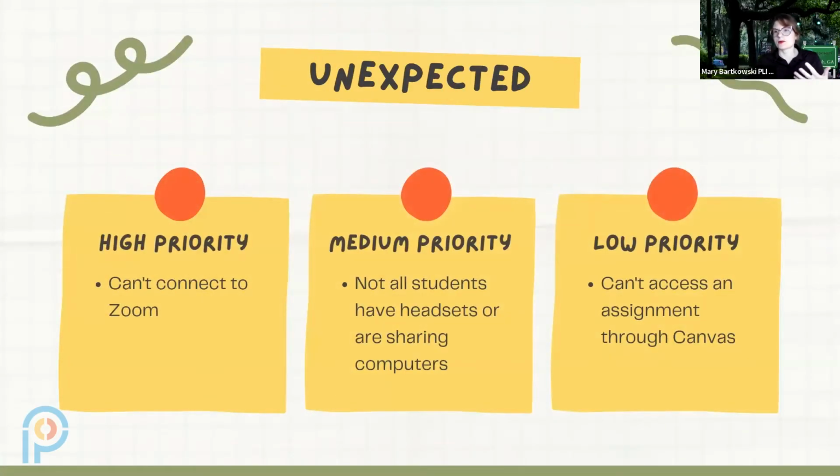You'll also want to explain that sometimes the unexpected does happen. For me, the unexpected falls into these 3 categories, with our highest priority being that no one can be in my classroom. No one can connect to Zoom. The next would be my medium priority, and that's where most of the class can log in, but maybe there are some issues with headsets or students are sharing computers. And then my lowest priority is when students cannot access an assignment. Maybe there are issues with Canvas.